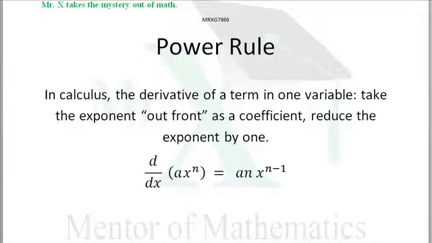There's your power rule. At Mr. X, the glossary terms are free.